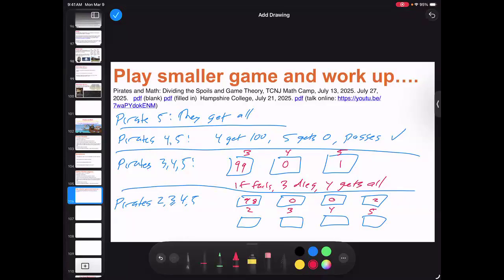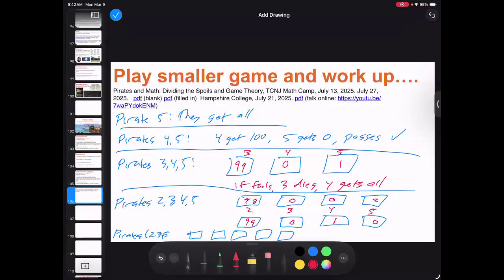Because if they give 1 coin to 4, 4 knows that if I don't support them, I get nothing. So I think what they would do is they would actually give 1 coin to 4. And then if we had pirates 1, 2, 3, 4, 5, what would the proposal be?